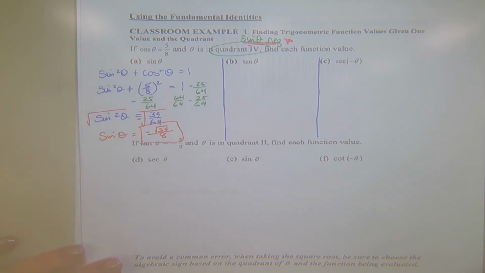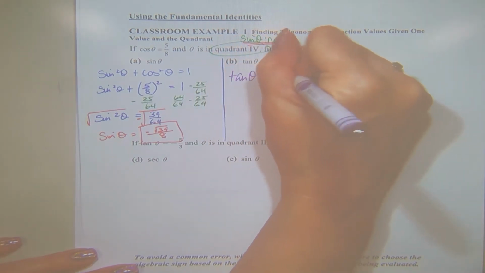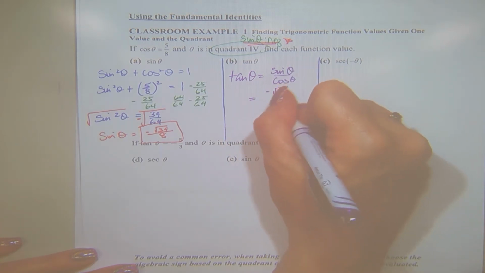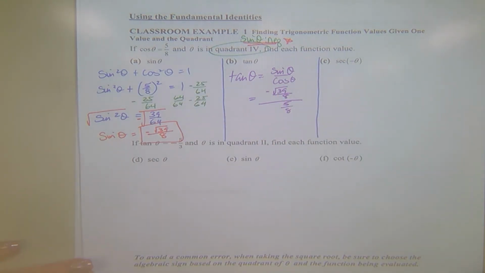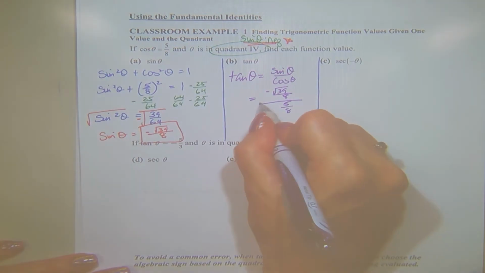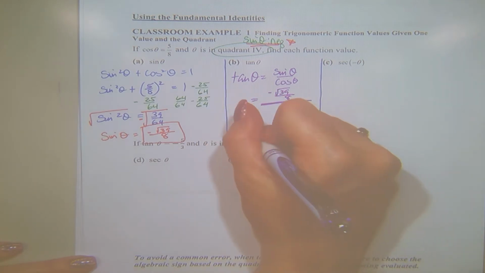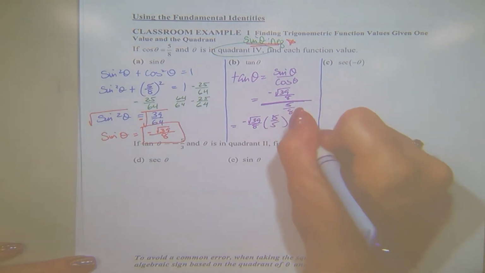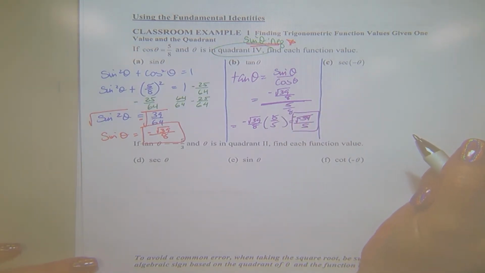Okay, let's do tangent theta. Tangent theta, I can use my quotient identity. Tangent theta is sine theta over cosine theta. Well, I just found sine theta, negative square root 39/8. Cosine theta was given to me as 5/8. That rational expression is just a big division problem where I use my larger fraction bar as my division symbol. When I divide by fractions, I multiply by the reciprocal. So that gives me negative square root 39/8 times 8/5. That 8 cancels out, and I got negative square root 39 over 5.